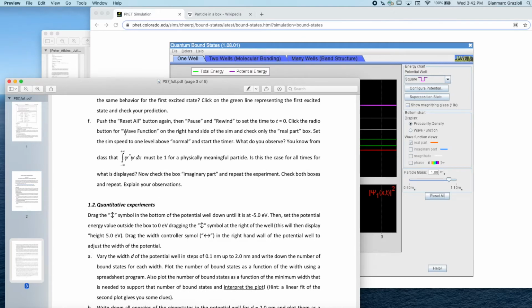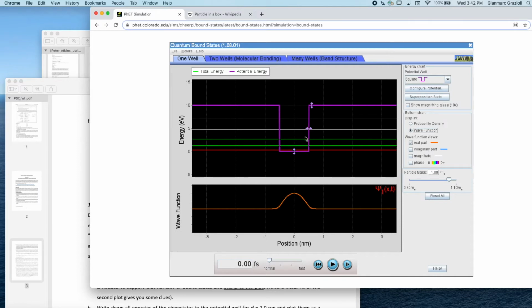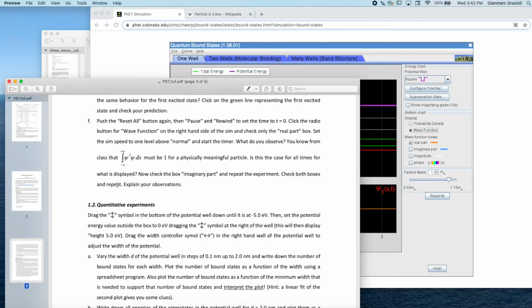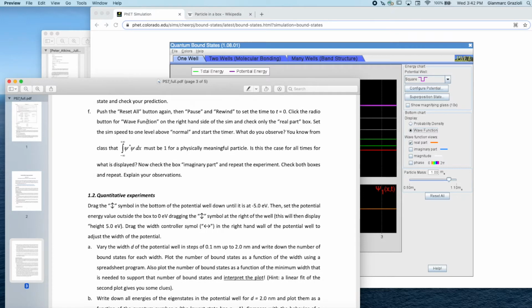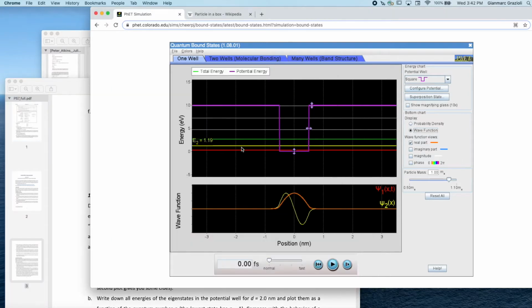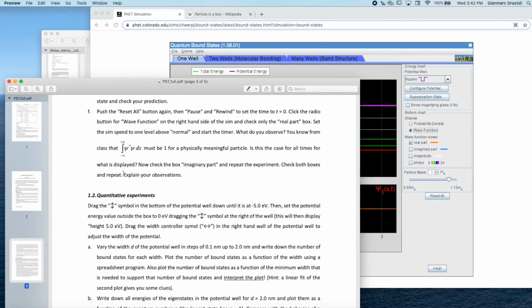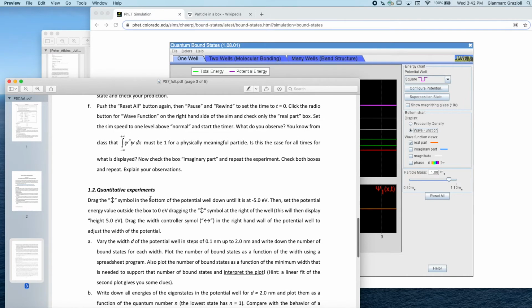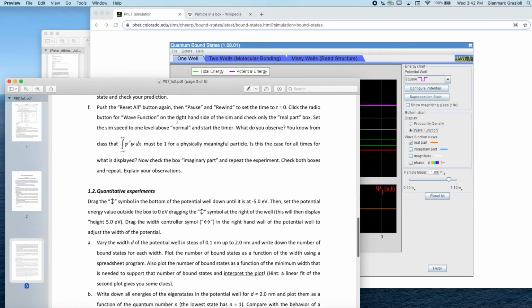Click the radio button for wave function. I guess these things are called radio buttons. Okay, now let's change to wave function. So we click the button so it says wave function. Great. And check only the real part. Okay, so we only want to see the real part. We already have that. Great. Now what?